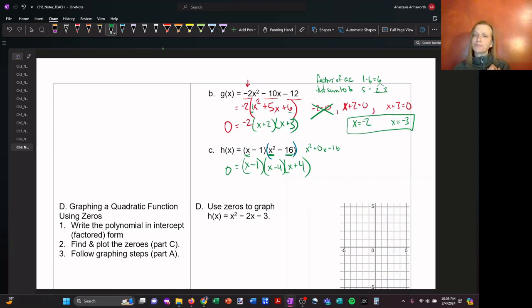That's the only difference. So either x minus 1 equals 0, or x minus 4 equals 0, or x plus 4 equals 0. If I add 1 to both sides of the equation, I get x equals 1. If I add 4 to both sides of the equation, I get x equals 4. And if I subtract 4 from both sides of the equation, I get that x equals negative 4. So those are my 3 possible zeros for this function.